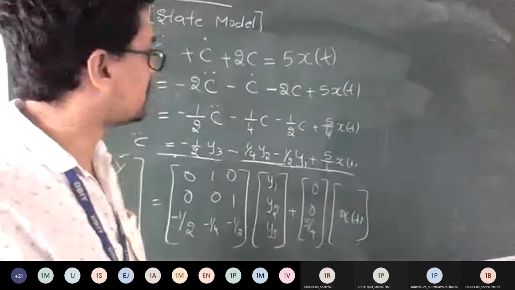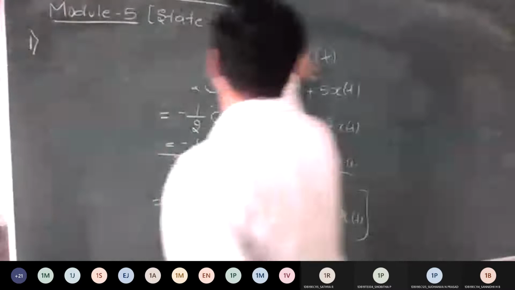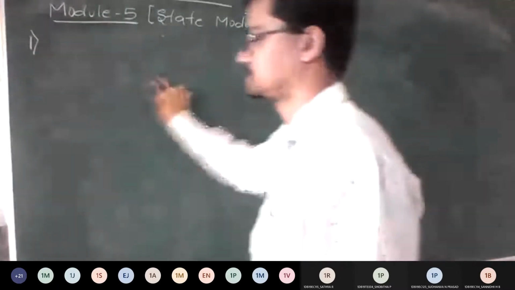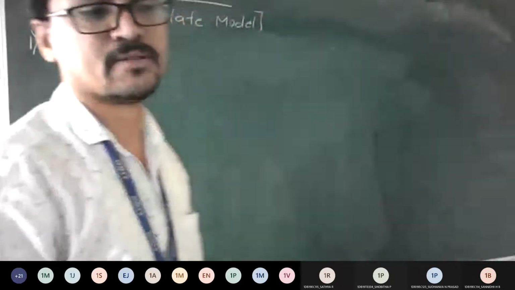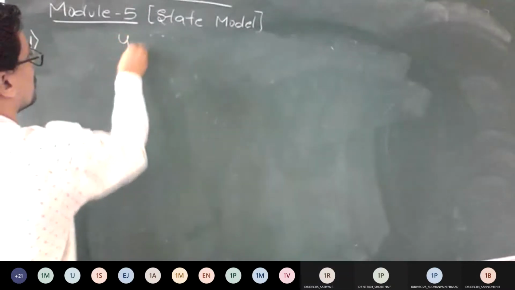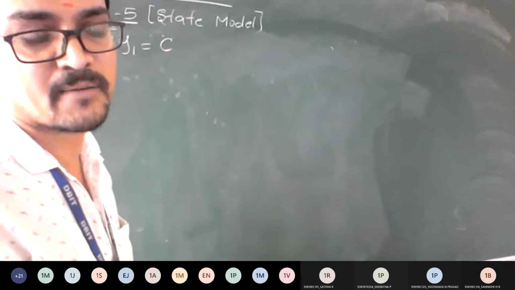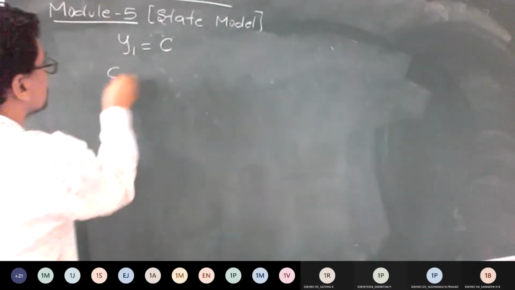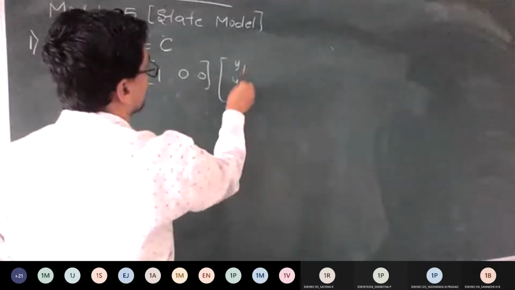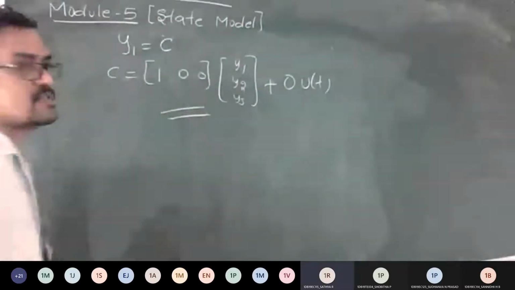Yes, sir. So now finish off the output part. What is the output equation, guys? What will you choose as output? Output is equal to y1, and y1 is equal to c. Correct? So according to this, the coefficients, the same way we did in the previous one, are 1, 0, 0. So just mention y1, y2, y3 plus 0 times u of t. That concludes the state variable.